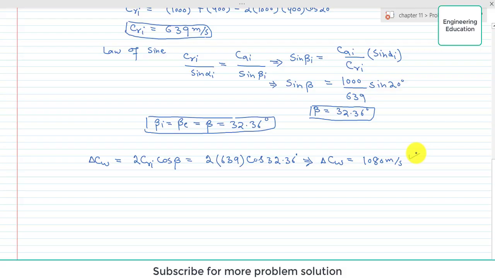So now to find second, the tangential force. For that, we have tangential force equal to m dot delta CW. The value of m dot is 0.75 and the value of delta CW is calculated as 1080. So simplifying this, we get the value of tangential force, which is equal to 810 Newton.